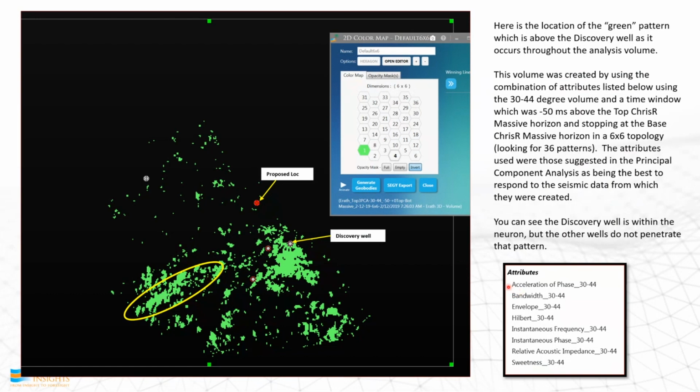This is my recipe. Most of this came out of the principal component analysis. And again, I used my far angle stacks to create my attributes so that I could see some kind of AVO effect that was going on in here.